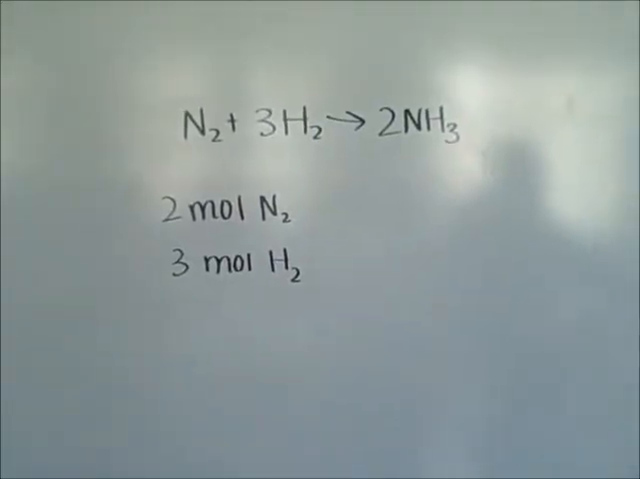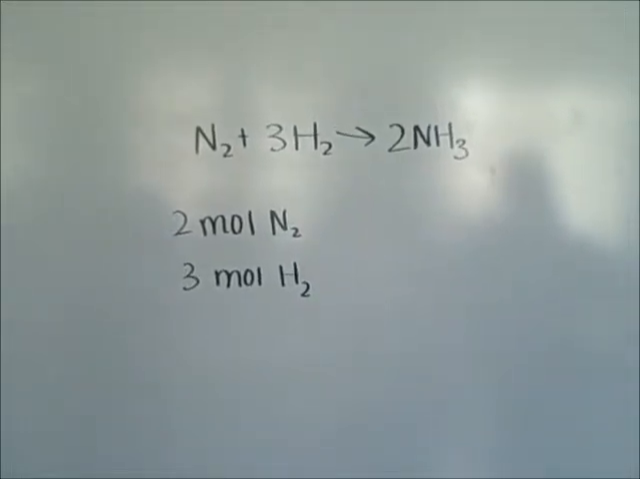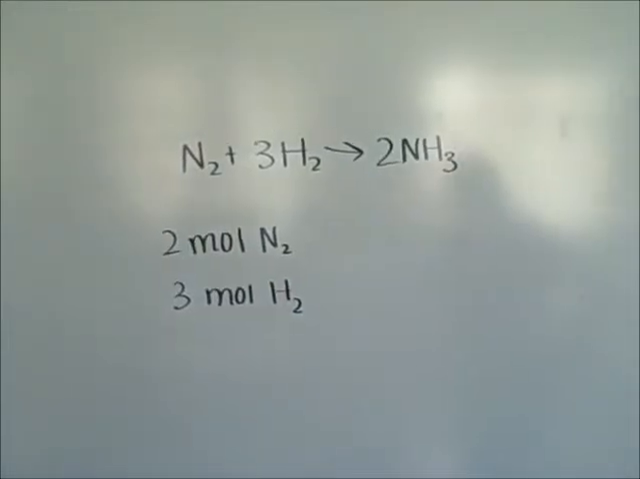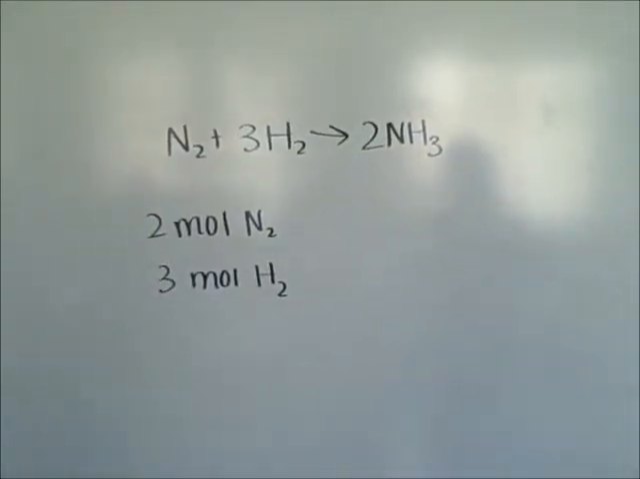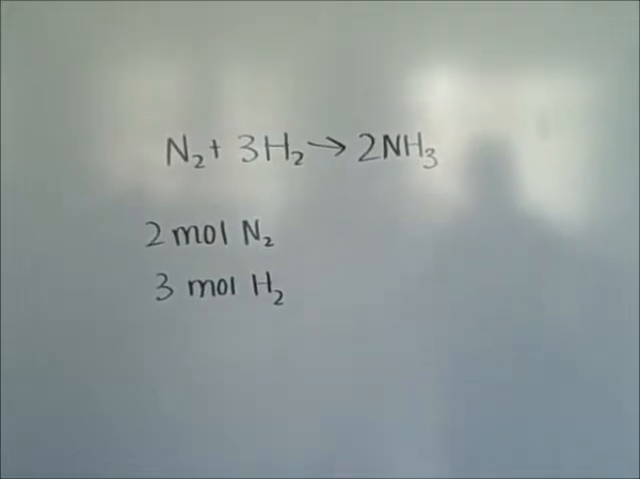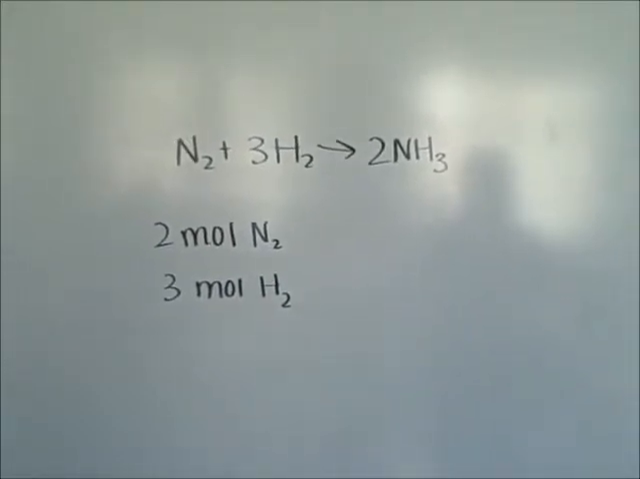This is the balanced equation for the reaction between nitrogen gas and hydrogen gas to form NH3. In this problem, we will start with 2 moles of nitrogen gas and 3 moles of hydrogen gas and determine the limiting and excess reactants through stoichiometry.